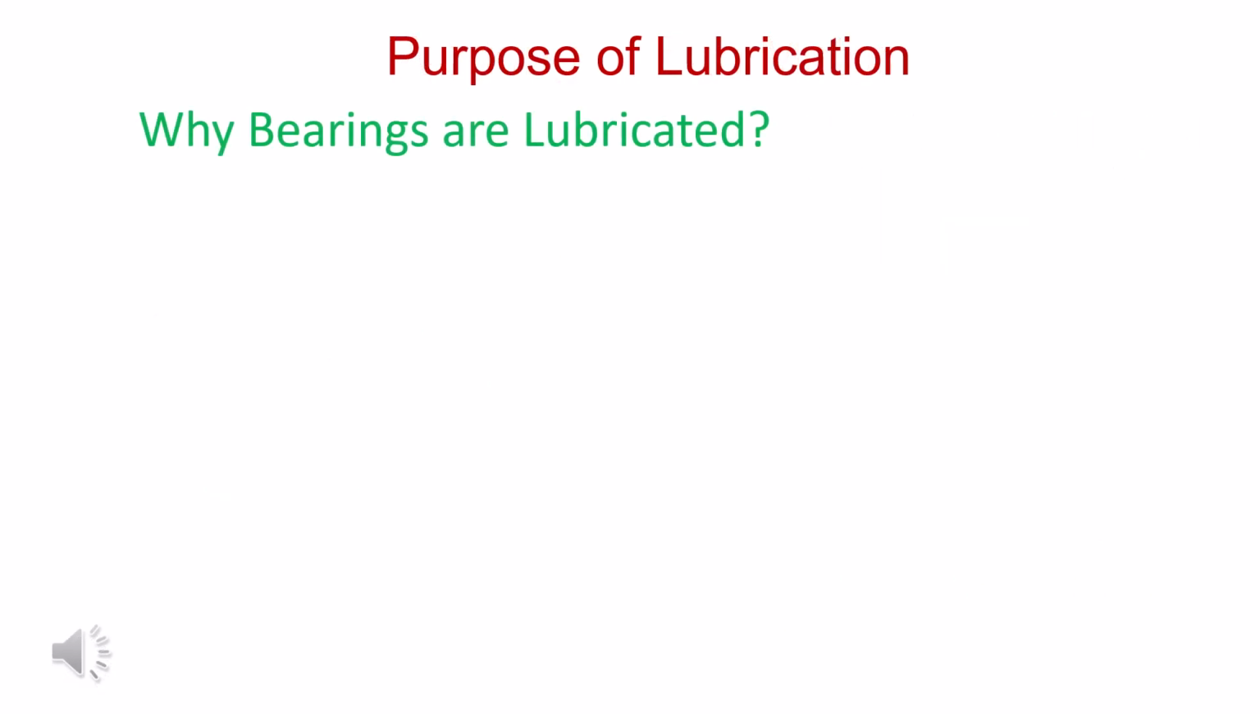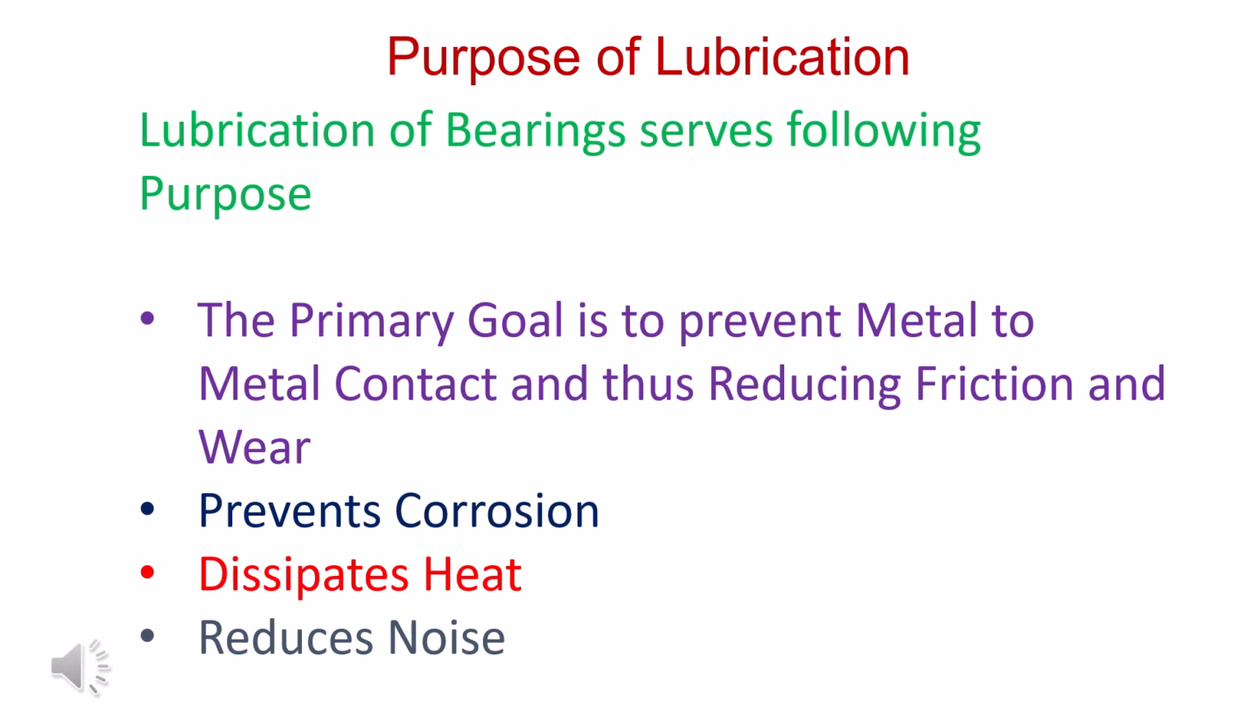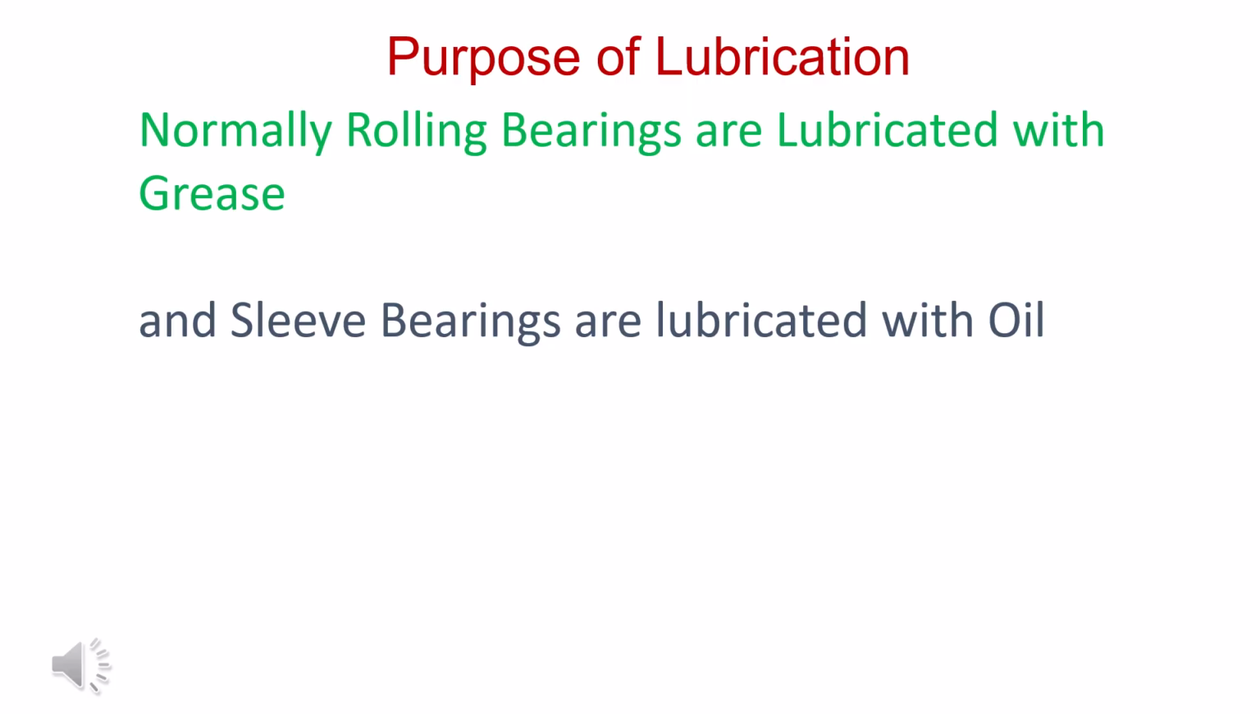What is the purpose of lubrication in the bearings? The main purpose of lubrication is to prevent metal-to-metal contact and thus reduce friction and wear. It also prevents corrosion, it dissipates heat, and it reduces noise. Normally, rolling bearings are lubricated with grease and sleeve bearings are lubricated with oil.